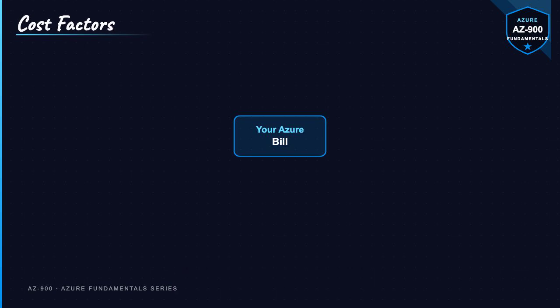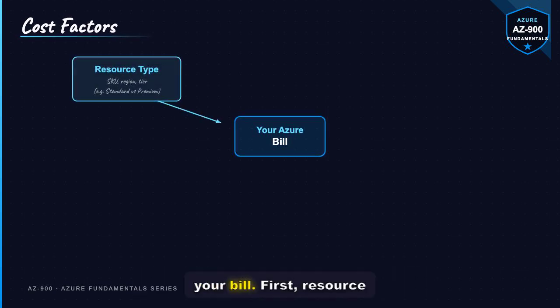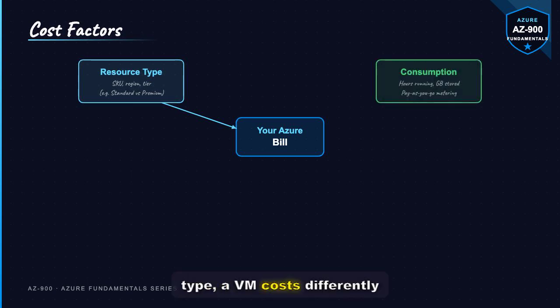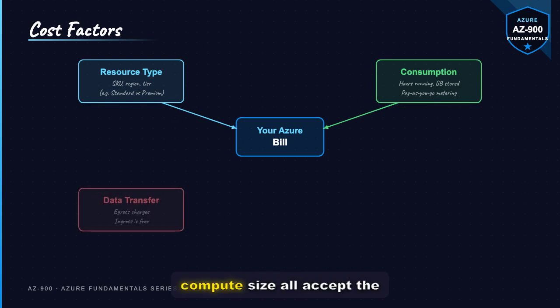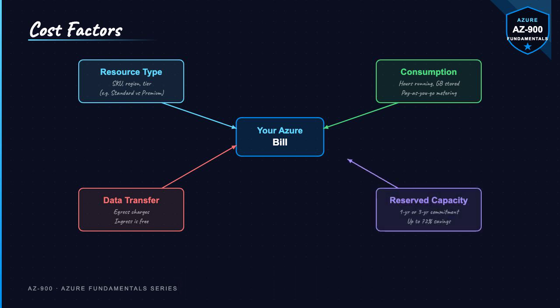The cloud can save money, but only if you understand what drives your bill. First, resource type. A VM costs differently from a storage account. The SKU, region, and compute size all affect the price. Second, consumption. Most services charge by usage. A VM running 24/7 costs more than one running 8 hours a day.